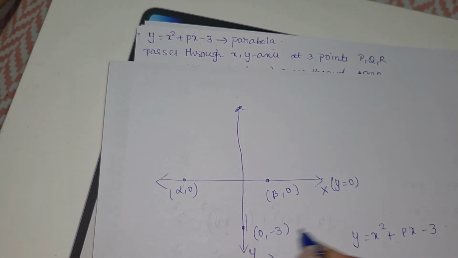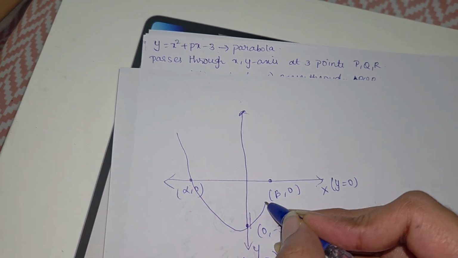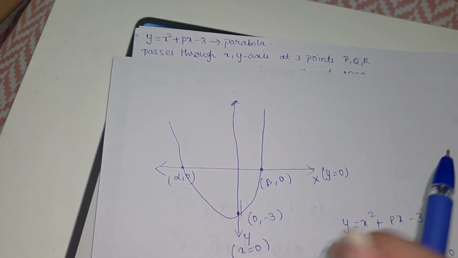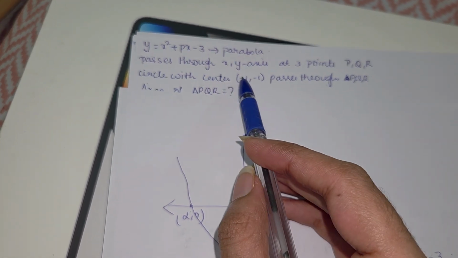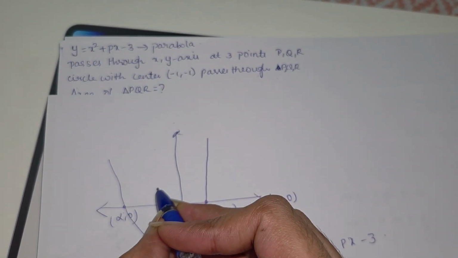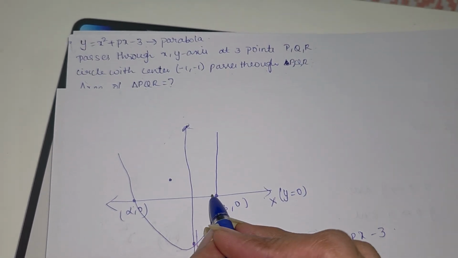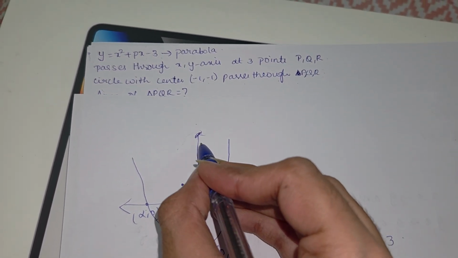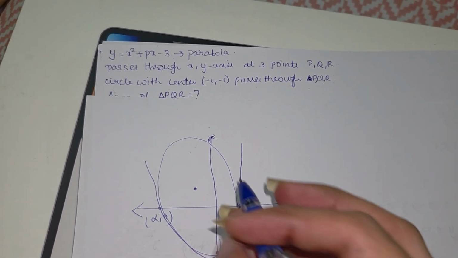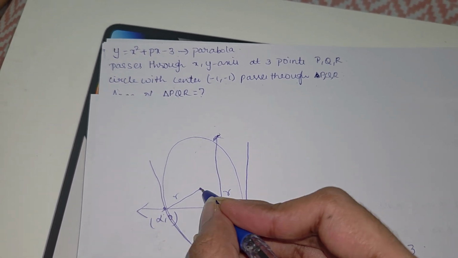Right? So this is basically an upward facing parabola, we can say. Let's assume the parabola goes this way. And also we know that a circle with center (-1, -1) passes through these 3 points. That means suppose here is the center of the circle. The circle passes through all these 3 points, and it is equidistant from all these 3 points by radius r.